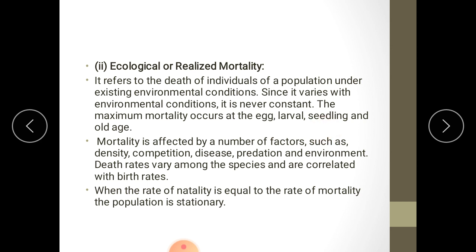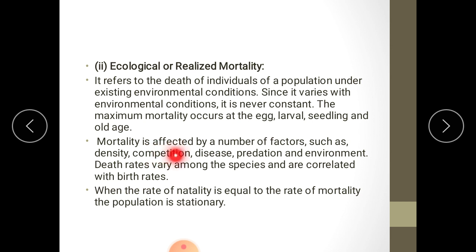In old age also, individuals are unable to protect themselves because of low strength, because of diseases, because of low immunity. They are unable to protect themselves. Therefore, at these stages, the mortality rate is maximum.